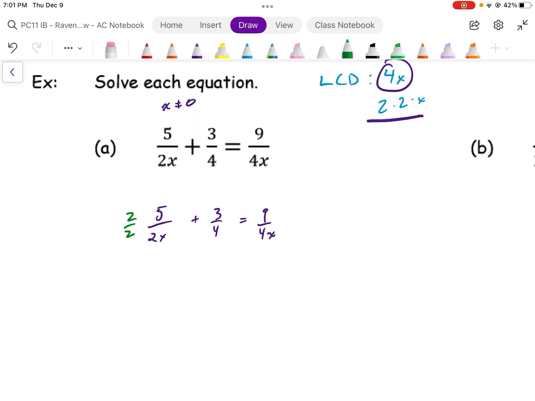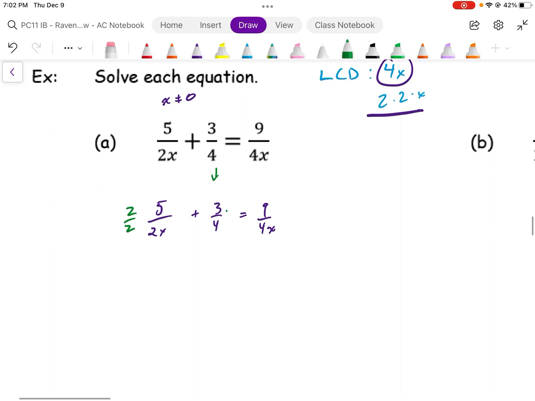Now here, my second term, which is 3/4, how can I make that denominator have an x in it? Well, I simply multiply both top and bottom by x. And the last term, thankfully, is already my lowest common denominator. Now I'm just going to multiply each term.